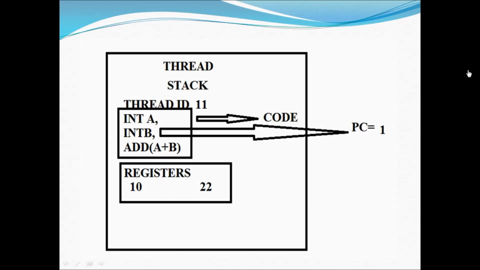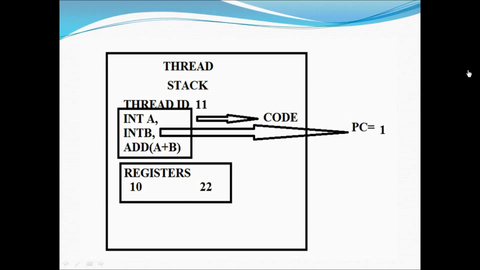Now you can see here, this is an example of a thread. This thread is going to do an addition of two numbers. It is a simple thread. You can see there, this thread contains a stack. In that stack we have the thread ID. Why do we need a thread ID? To identify the different threads, I need a thread ID. Here my thread ID is 11. This thread contains a stack. The stack contains a code. You can see there is a code to add the two numbers.